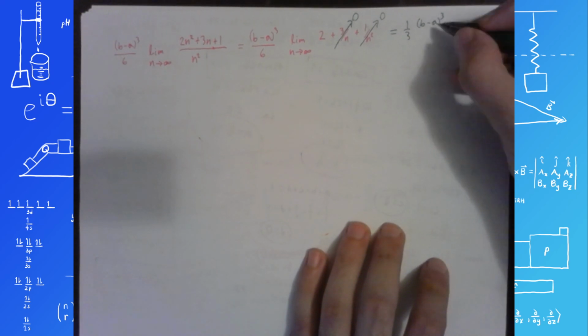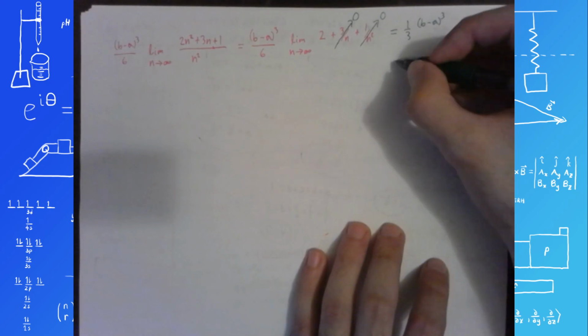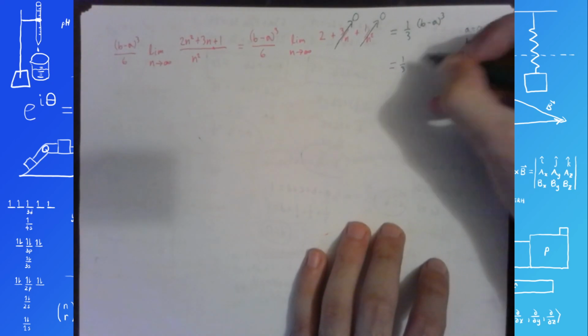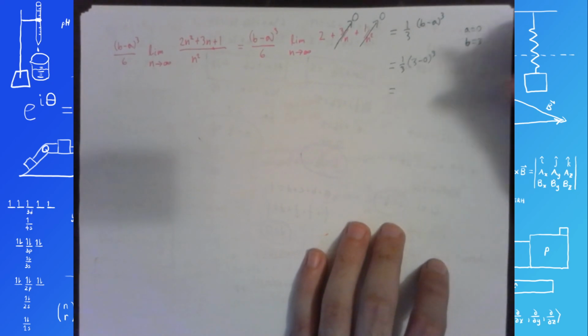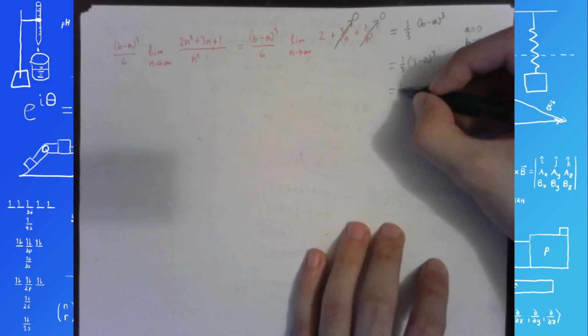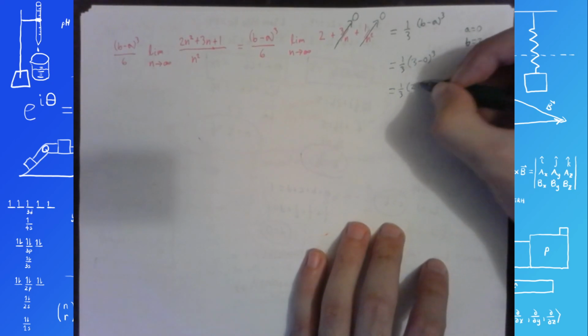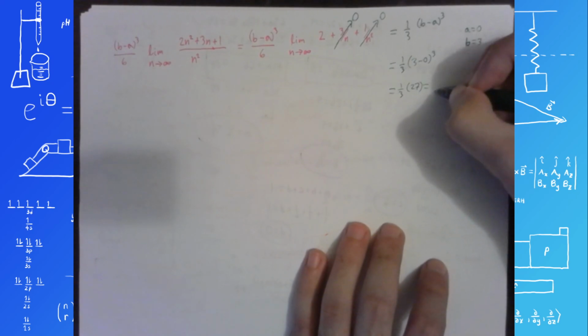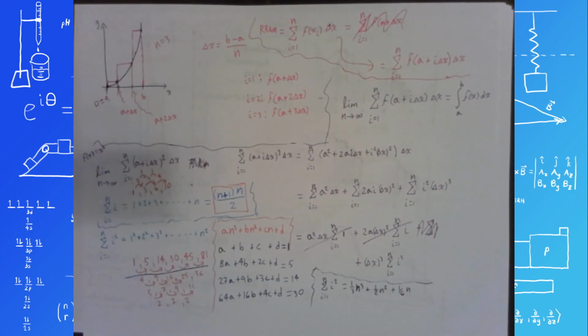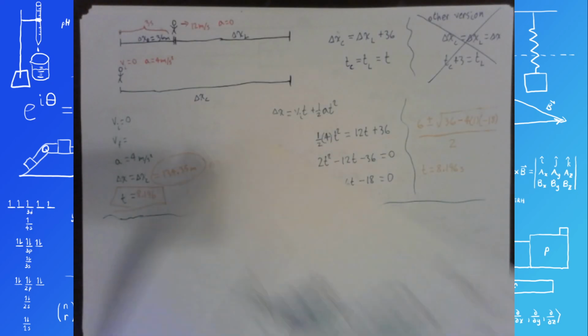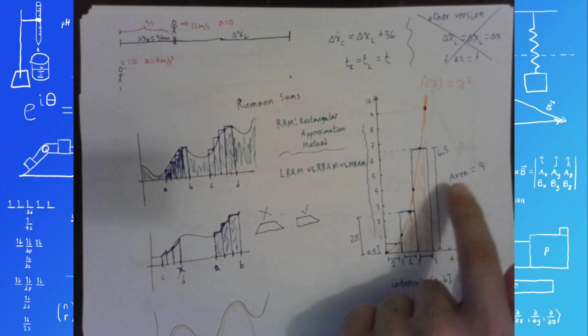So anyway, if I plug in a equals 0 and b equals 3, I get 1/3 of (3 minus 0) cubed, which equals 1/3 of 27 equals, what do you know? It is 9. The area is equal to 9, just as I said all the way back here.